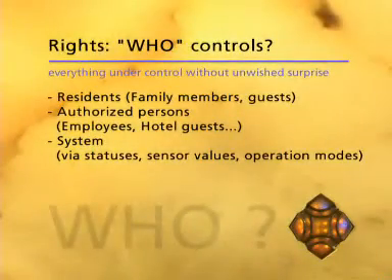But who is authorized to change anything at all? In the private sphere, these include the residents, family members, and perhaps guests. For commercial applications, it is, for example, necessary to differentiate between employees and other authorized groups of persons. Control is also possible by the system itself. In such cases, control is based on statuses, sensor values, and operating modes.